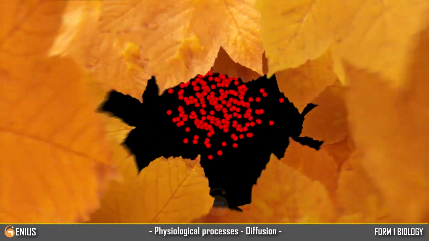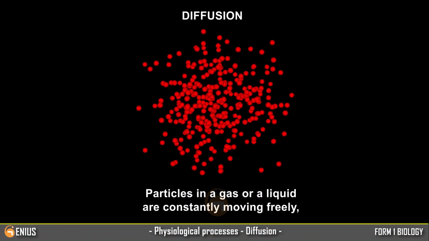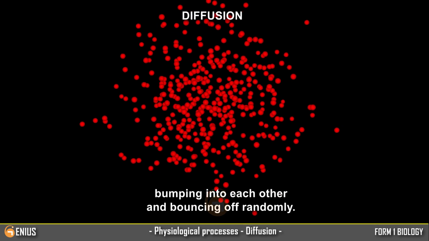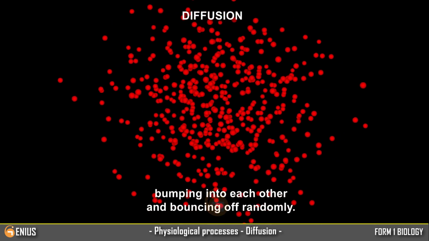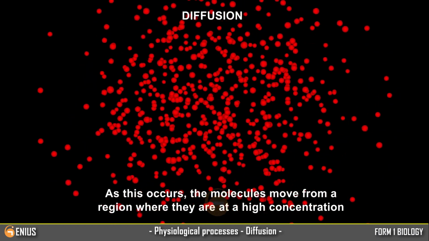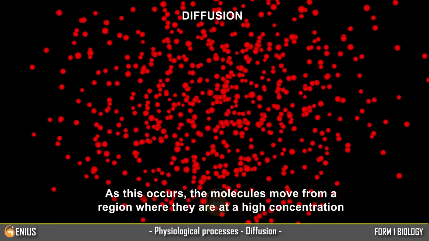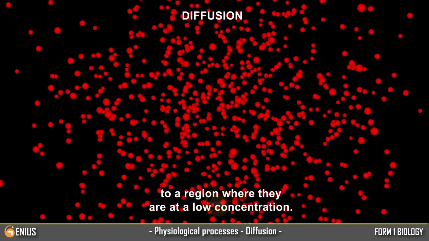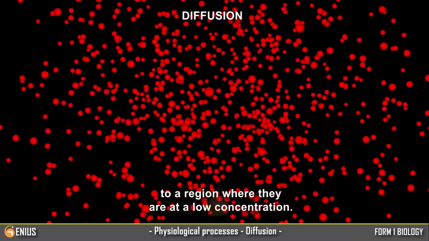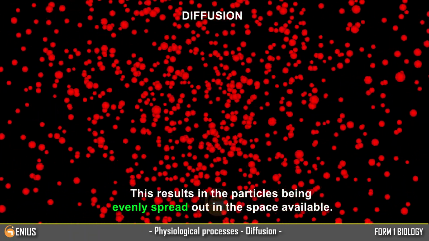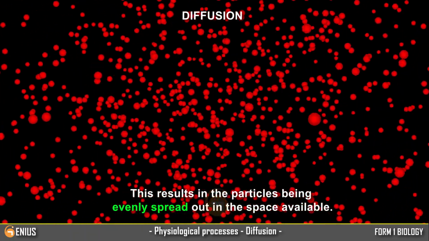Diffusion. Particles in a gas or a liquid are constantly moving freely, bumping into each other and bouncing off randomly. As this occurs, the molecules move from a region where they are at a high concentration to a region where they are at a low concentration. This results in the particles being evenly spread out in the space available.